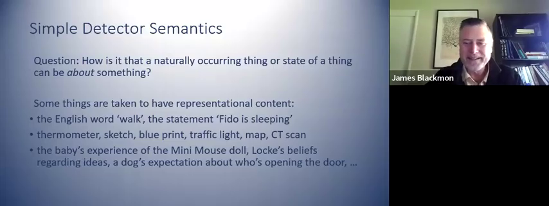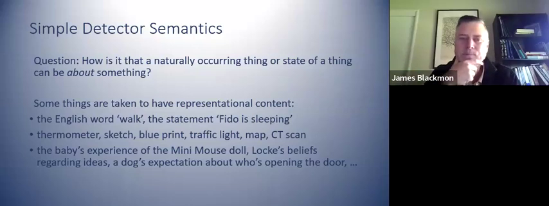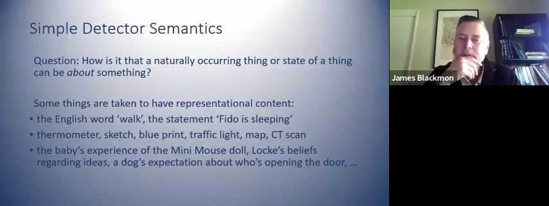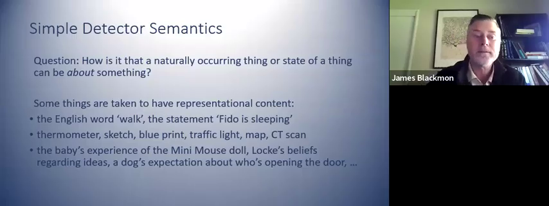Unless we make it, unless we decide, I'm going to let that tree be about something. I'm going to decide it's about something, or I'm going to let this squiggle represent the word wall, right? And a complex string of those squiggles will mean Fido is sleeping. Or I'm going to build something so that we can use it to be about something, like the thermometer.